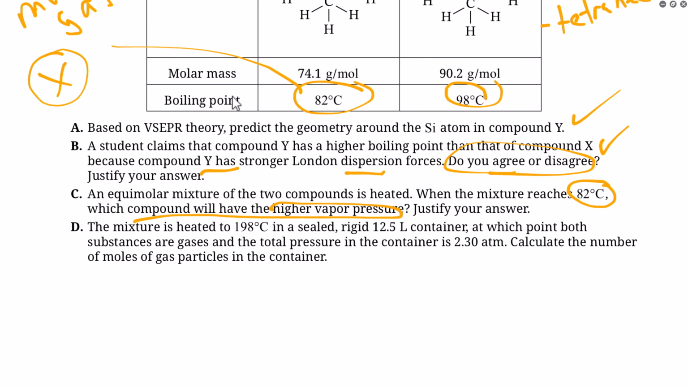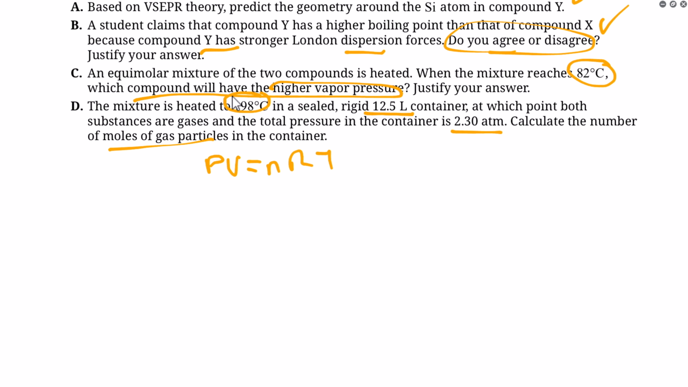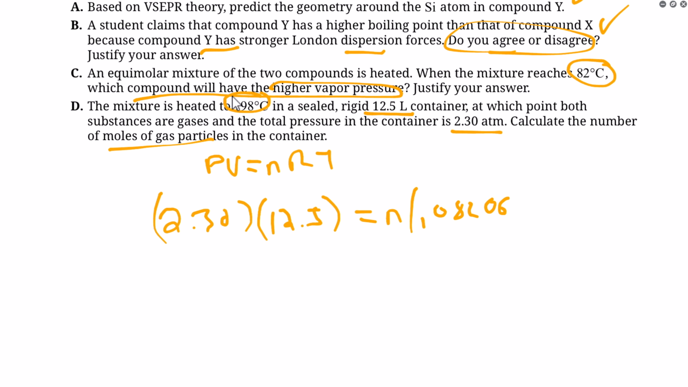The mixture is heated to 198 degrees Celsius in a sealed, rigid 12.5 liter container, at which point both are gases and the total pressure is 2.3. Calculate the number of moles of gas particles. So this is just a straight up PV equals nRT question. So we're given our pressure, so 2.30. Our volume, which is given as 12.5 liters. We're going to solve for moles. R value, 0.08206.